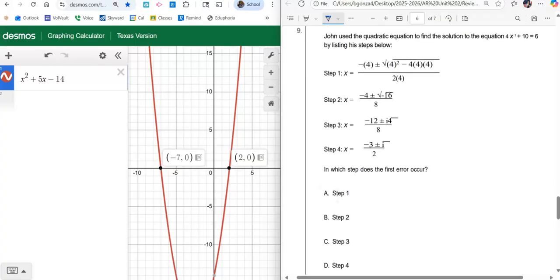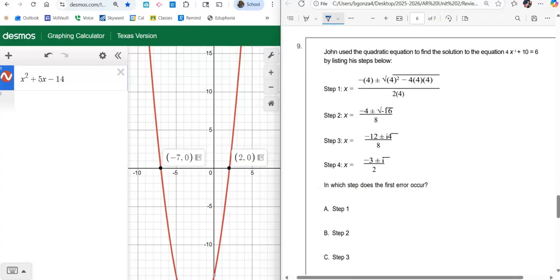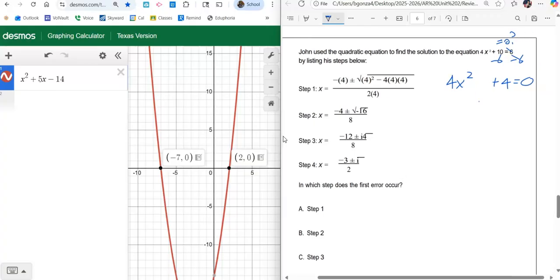2 more. Okay. Now, once again, does it equal 0? No, it doesn't. You have to subtract 6 on both sides. But this time, these are like terms. 4x squared, 10 minus 6 is plus 4, equals 0. But I want you to notice something. We do not have a middle term. So it's like A is 4, B is 0, and C is 4.